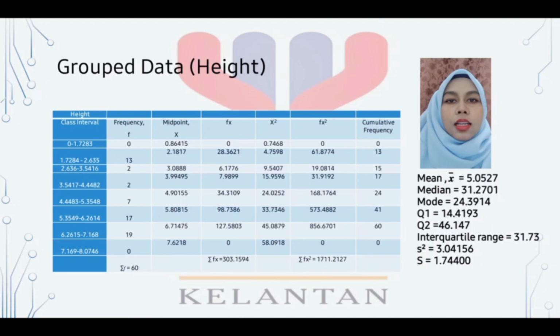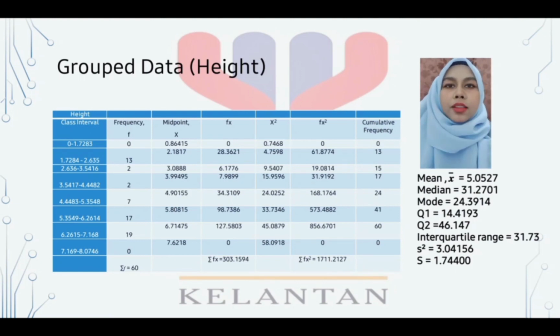The answer of group data for height can be summarized as shown in the slide, which mean is 5.0527, median 31.2701, mode 24.3914, quartile 1 14.4193, quartile 2 46.1747, interquartile range is 31.73, variance is 3.04156, and for the standard deviation is 1.74400.